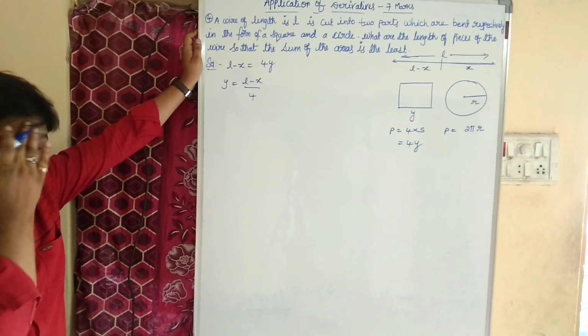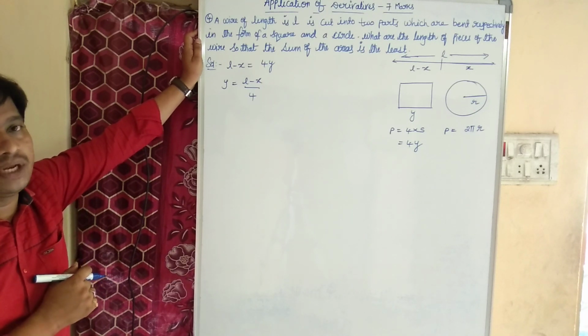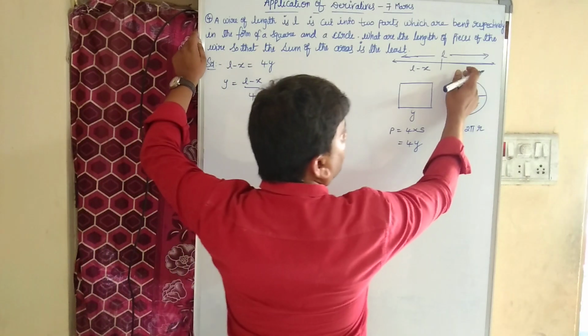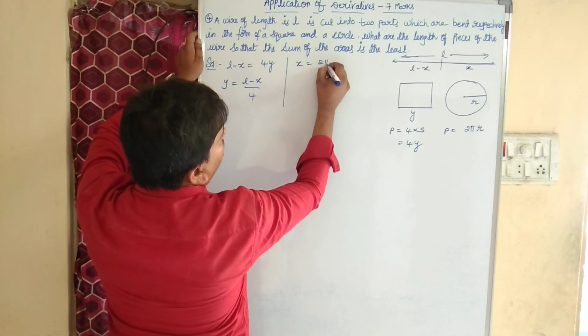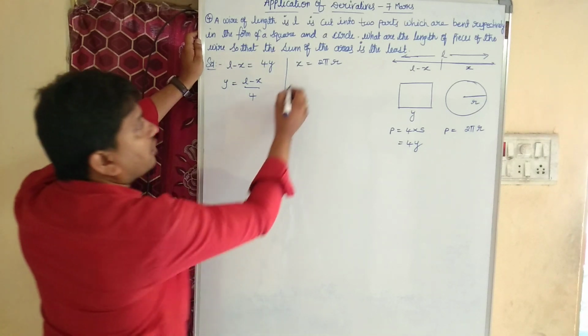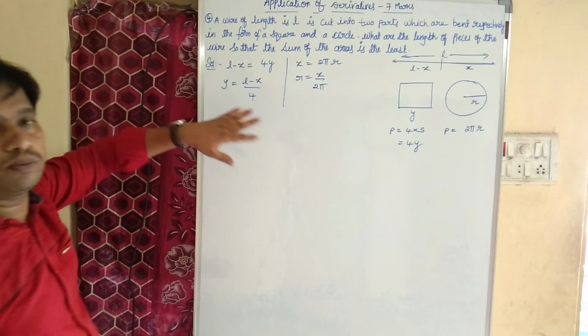Now coming to the perimeter of the circle. What is the perimeter of the circle, children? The perimeter of the circle is 2 pi r. That length is x units, which is equal to 2 pi r. x equal to 2 pi r. Therefore r equal to x by 2 pi. Children, did you understand these 2 points?